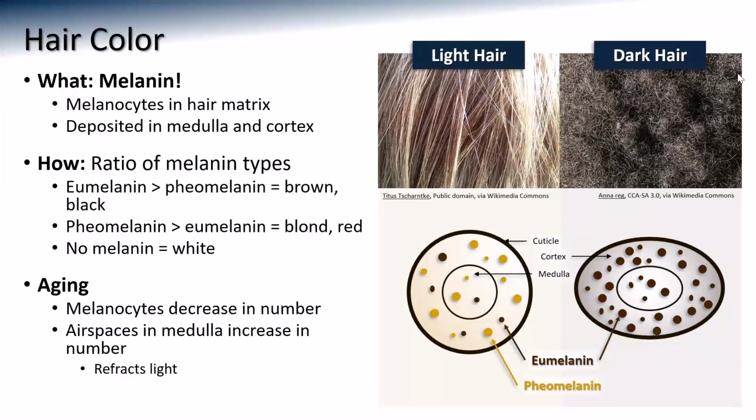During the human lifespan, the melanocytes in the hair matrix begin to decrease in number. Eventually you don't have any at all for a specific hair follicle, and the hair begins to grow in white. Without that extra pigment there, the air spaces in the medulla also begin to increase in number, which begins to refract the light. So your hair not only turns white, but it turns sparkly white, so everyone is sure to notice it.